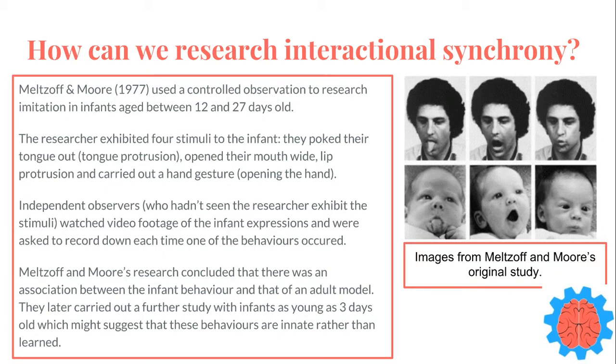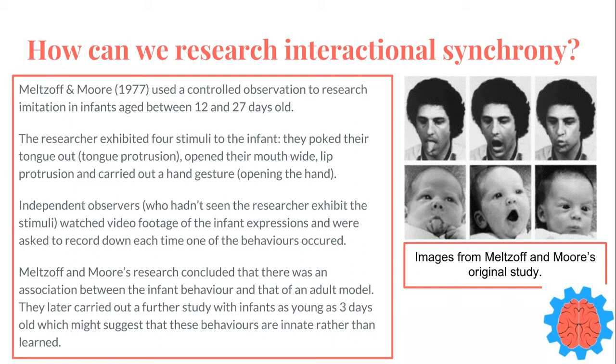What they wanted to do was to see if the infants would imitate their behaviour. All this was video recorded, so they had separate video footage of the infants' faces and of the researchers' or adults' faces. Independent observers watched the video footage and were asked to record every time one of the behaviours occurred. They would have had a behavioural checklist: tick when this happens, what time in the video it happened, which child it happened to, etc.